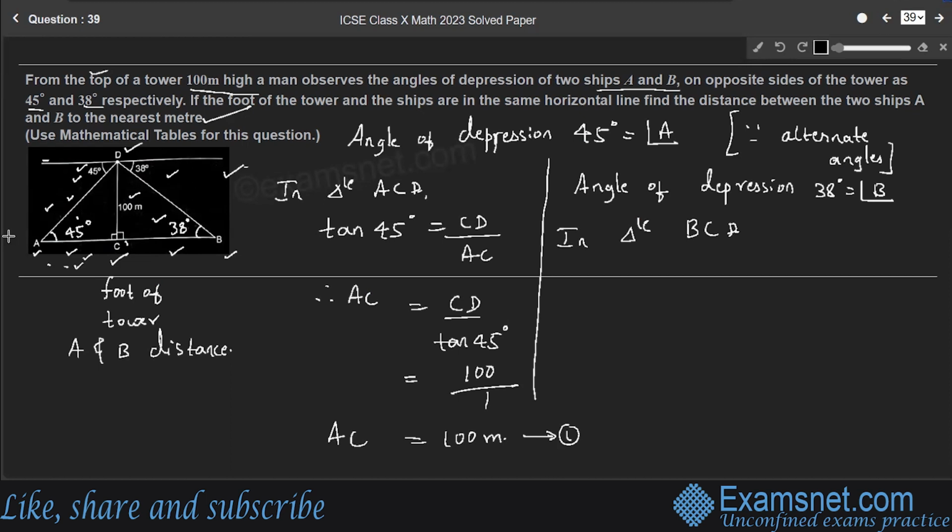The trigonometric function which relates the opposite side and the adjacent side is the tan function. Therefore, tan 38 degree is opposite side CD divided by adjacent side BC. Therefore, BC is equal to CD, which is 100 meter, already given, divided by tan 38.